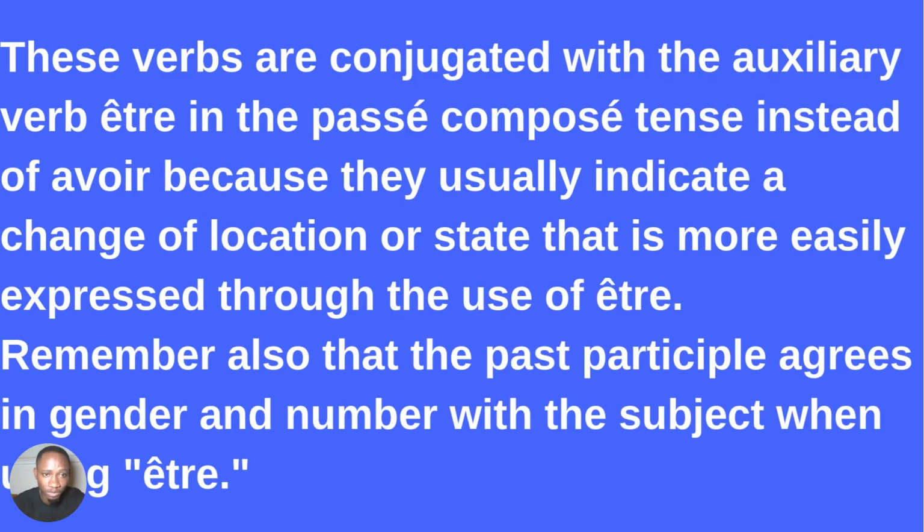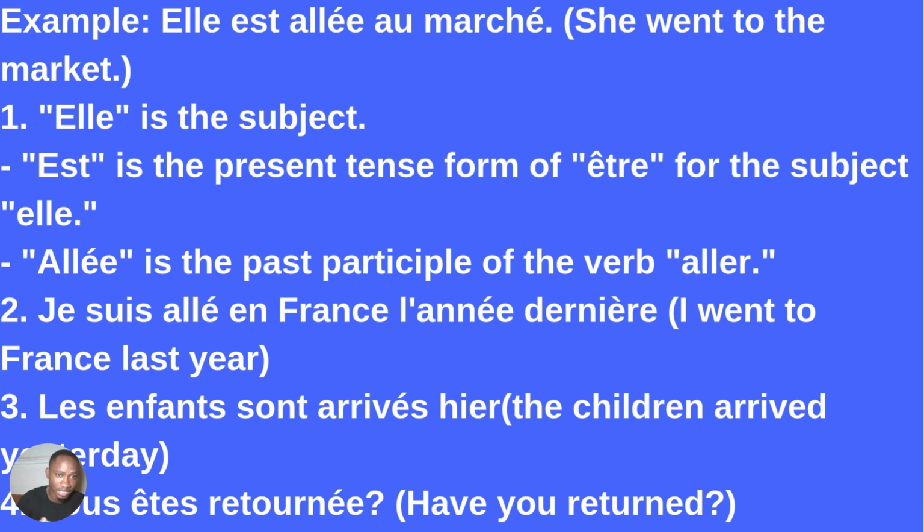These verbs are conjugated with the auxiliary verb être in the passé composé tense instead of avoir because they usually indicate a change of location or state that is more easily expressed through the use of être. Remember also that the past participle agrees in gender and number with the subject when using être. Let's look at an example. When you say elle est allée au marché, she went to the market.